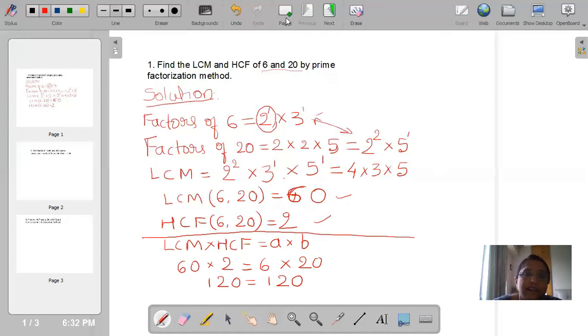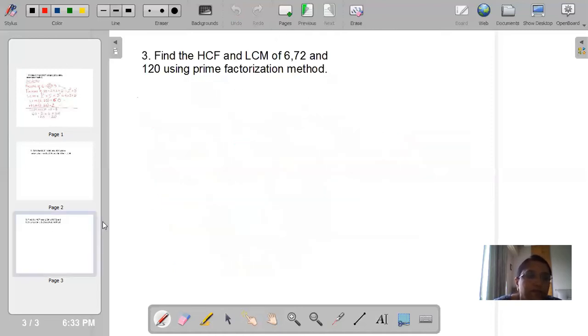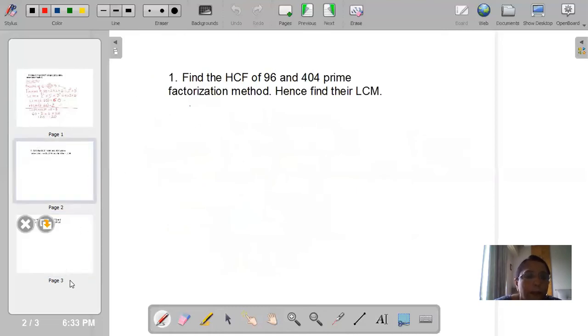Next, let us take the next example. Find the HCF of 96 and 404 by prime factorization method. Hence, find their LCM. Solution. We have to find out HCF of these two numbers. So, first factors.